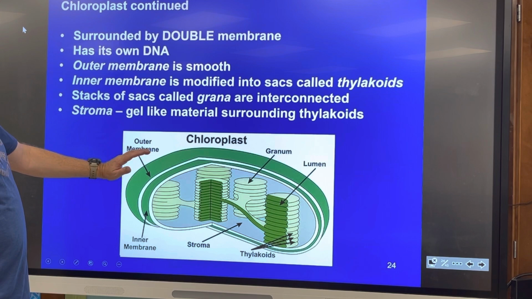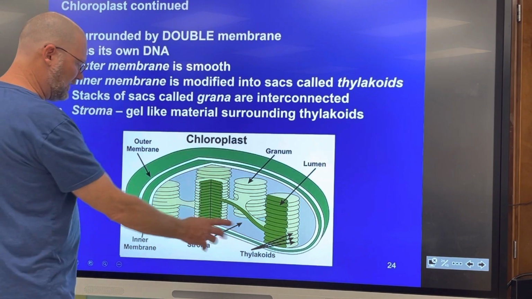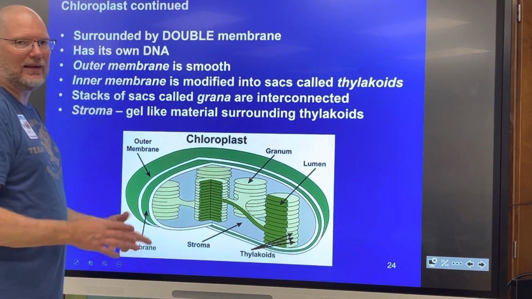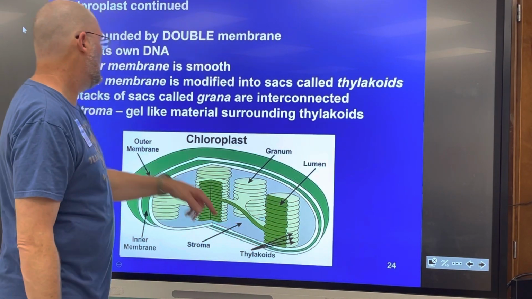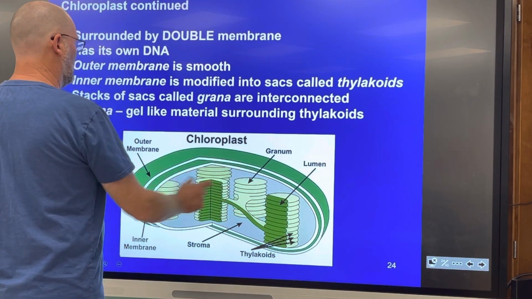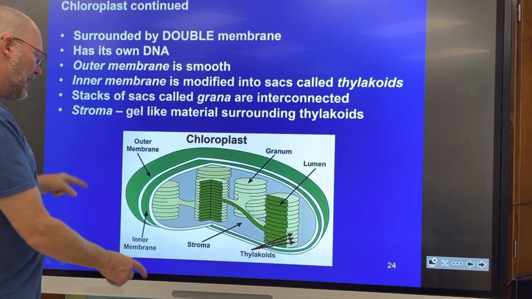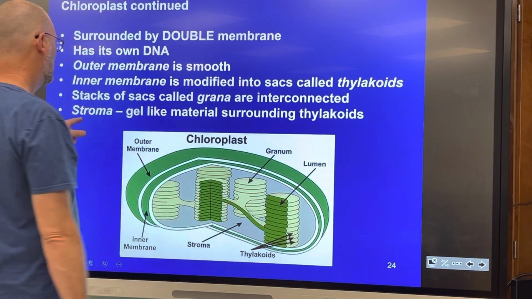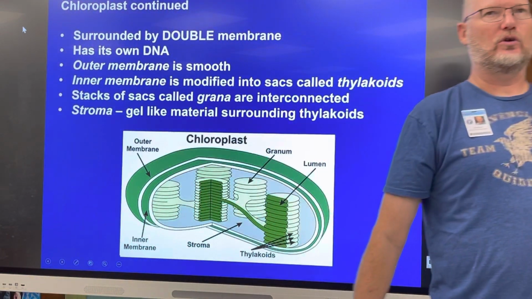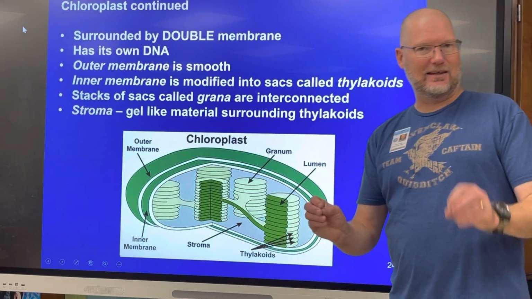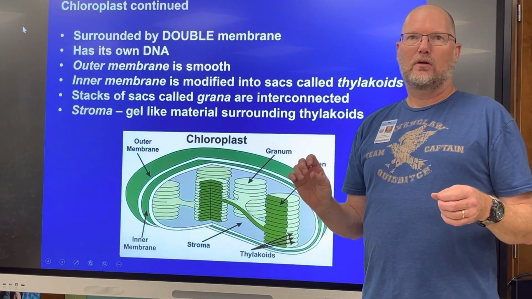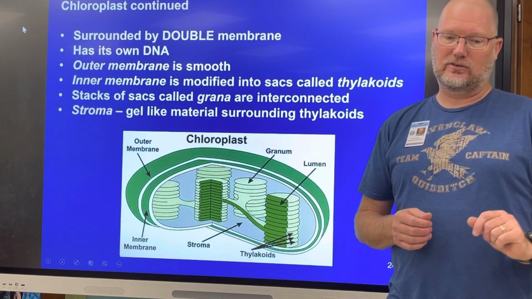The outer membrane is smooth, and the inner membrane is connected to these stacks called thylakoids. They look like stacks of pancakes. They're called thylakoids, and stacks of them are called granum or grana. And then the interconnected parts are called stroma. But I don't think you have to know all those parts. I think what you really just have to know is what a chloroplast is and what it does. But just know that it's a very unique organelle, and it's only found in plants, okay?